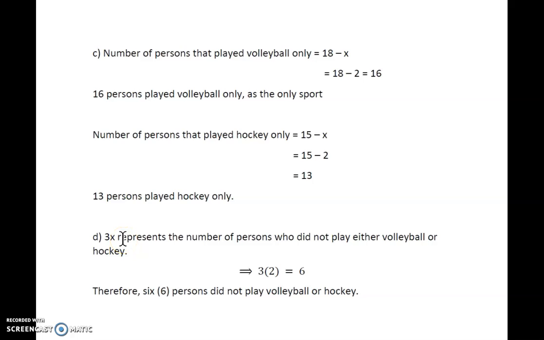Part D, the number of persons who did not play either volleyball or hockey. That was represented by 3x. We already have the value of x, so it's 3 times 2, which is 6. Therefore, 6 persons did not play volleyball or hockey.